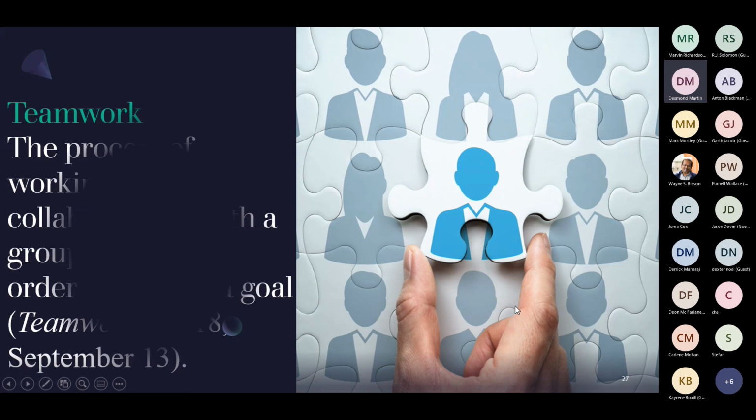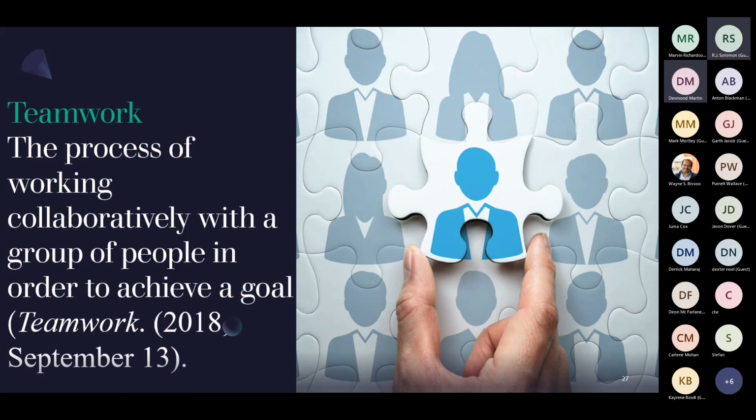Teamwork: the process of working collaboratively with a group of people in order to achieve a goal. So teamwork in essence is exactly what is written there. For a team to be efficient and effective, they have to actually work in unison. They're supposed to have a synergy within the group.